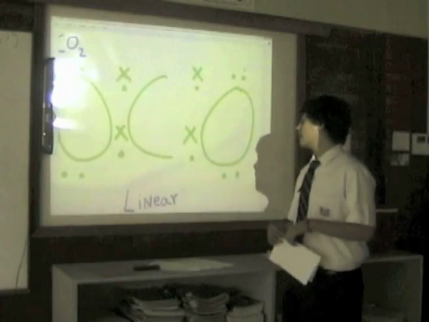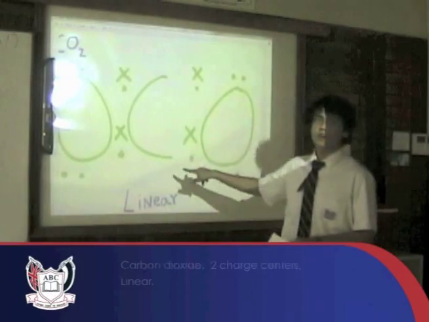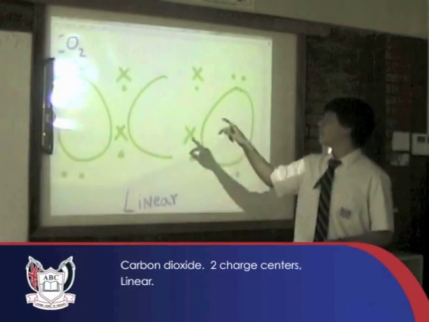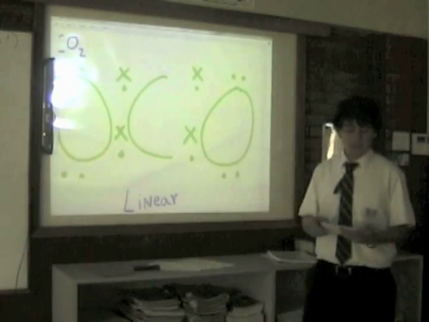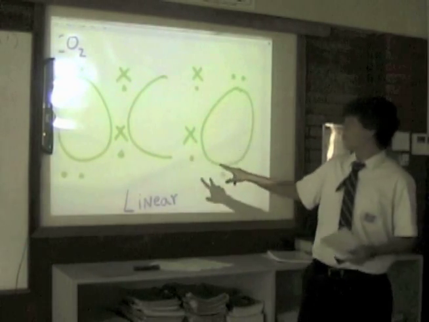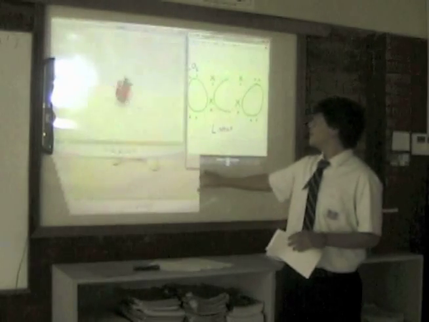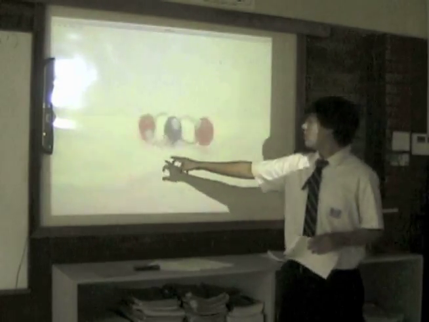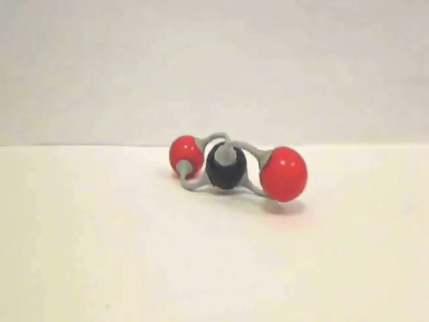This molecule is carbon dioxide. You can see here a carbon atom and two oxygen atoms, and here we have two double bonds. There are two charge centers. The shape of the molecule is linear since the angle is 180. It has an sp hybridization.